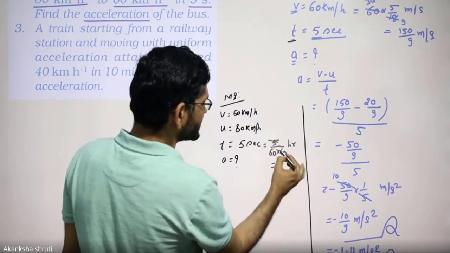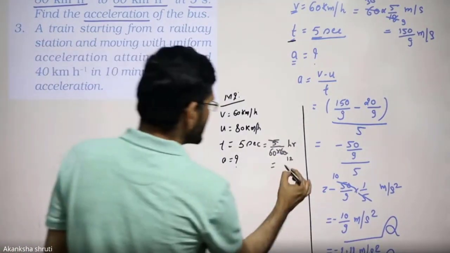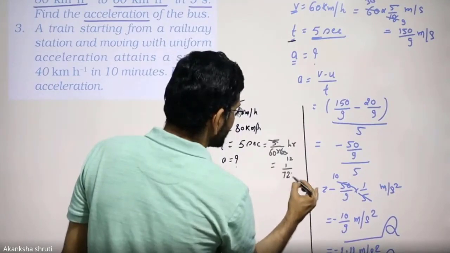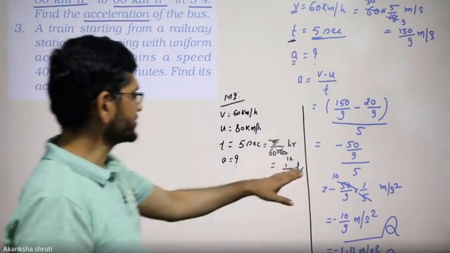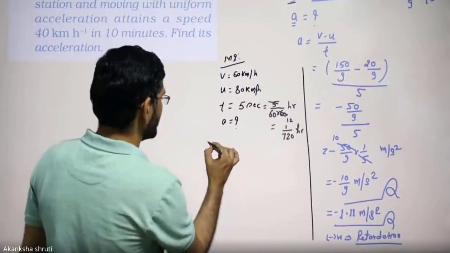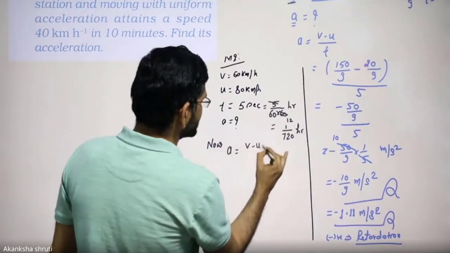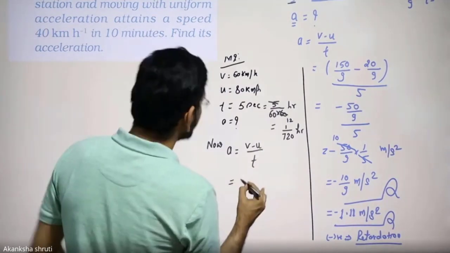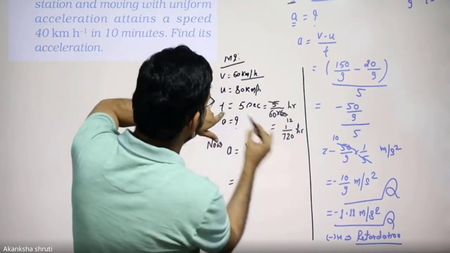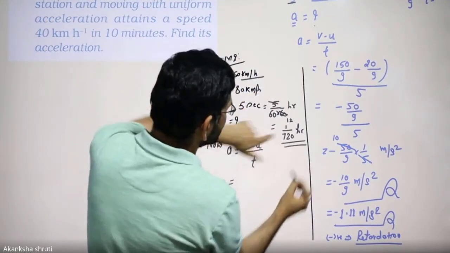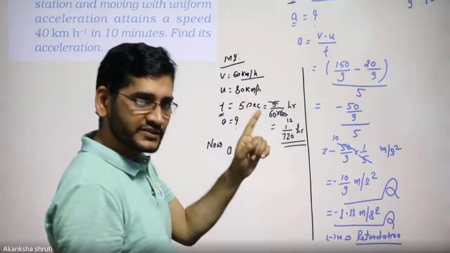So if you wish, you may consider it like this. So it is like 1 by 720 hour. So if you wish, you may convert it into hours also. Now, the acceleration is given by v minus u by t. At this time, we are going to use v in kilometer per hour, u in kilometer per hour, then surely the t that we shall use in hours. So that the acceleration unit will be kilometer per hour square.